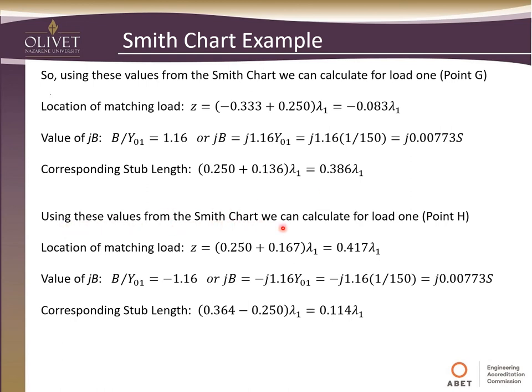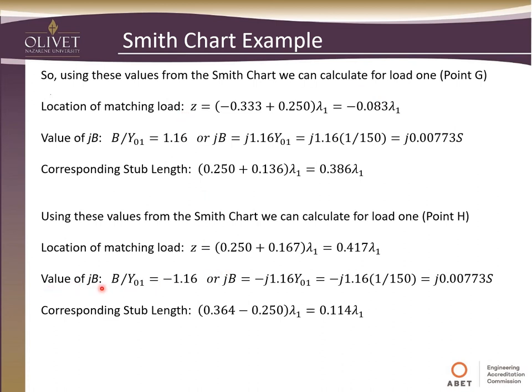Using these values from the Smith chart for point H, the second location, this time we're going clockwise, so we go 0.250 lambda around the outside of that circle, 0.167 more lambda around to get us to 0.417 lambda. And so that means we're moving away to the right on the load. This means we're moving to the left, away toward the generator.